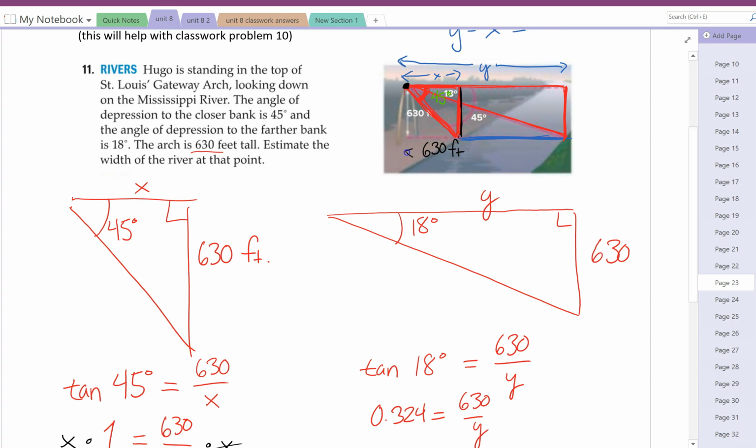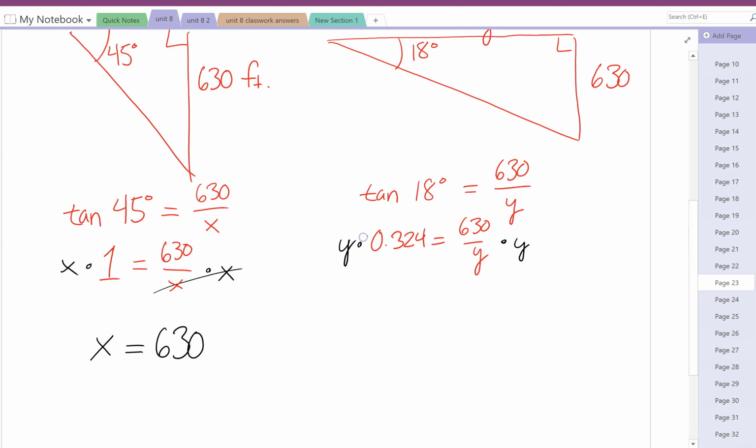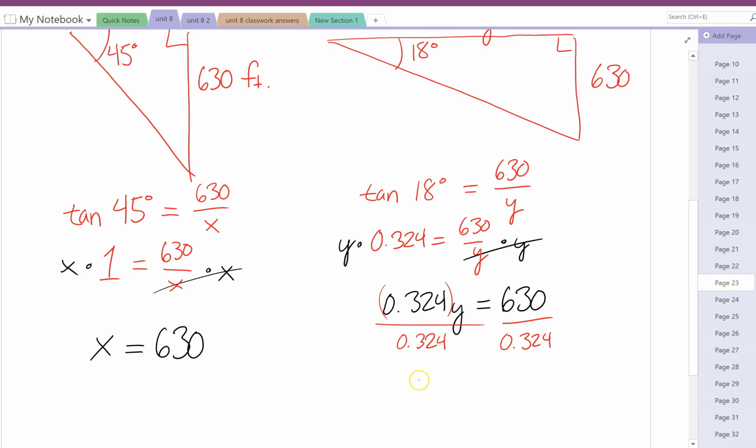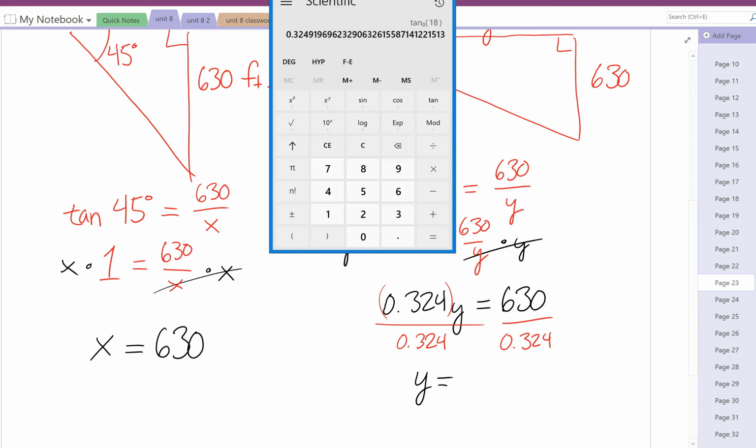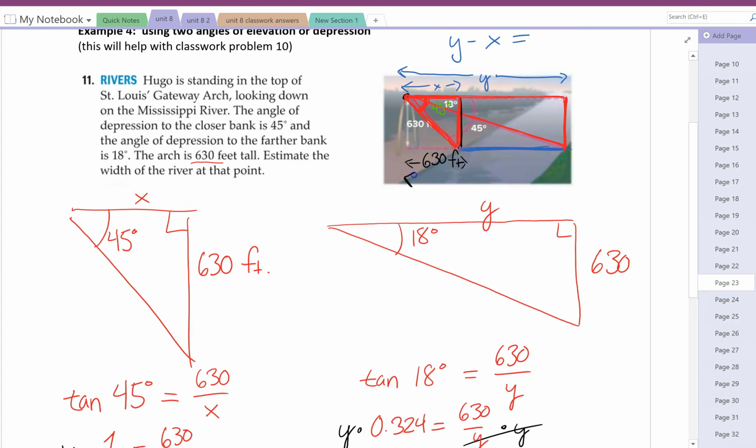So what I want to know now is, what's the rest of the distance? What's this blue one right here? Well, before I can do that, I have to figure out what Y is. So just like I did on the other side, I'm going to have to multiply both sides by the denominator of the fraction. And so 0.324 times Y equals 630. Now I'm going to divide both sides by this coefficient, 0.324. So Y is just equal to whatever 630 divided by 0.324 is. 1,944.44. Okay, so that distance is all the way from here, from where Hugo is, clear to the other side of the river.